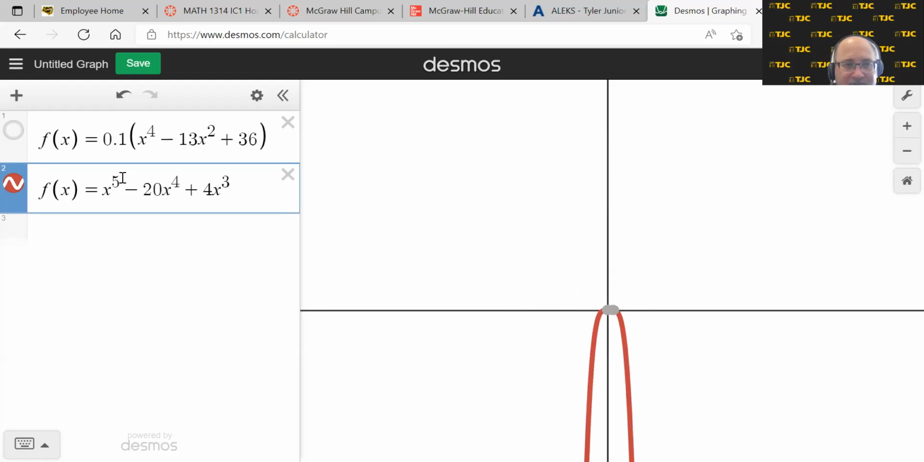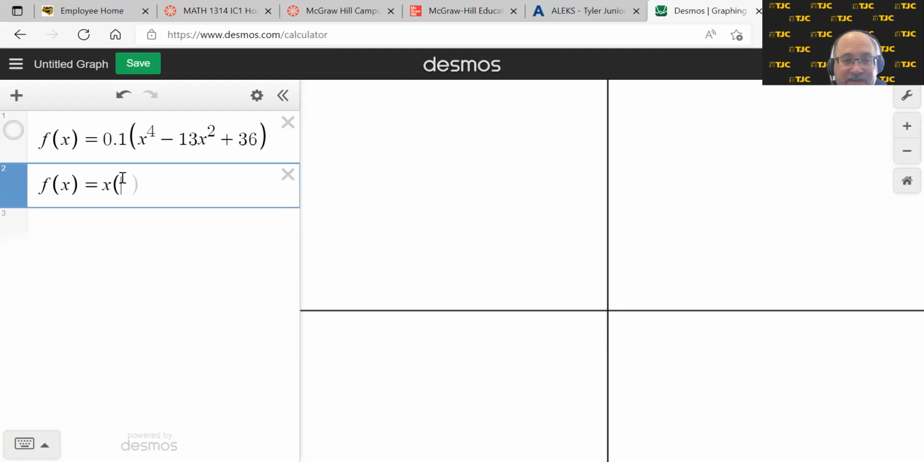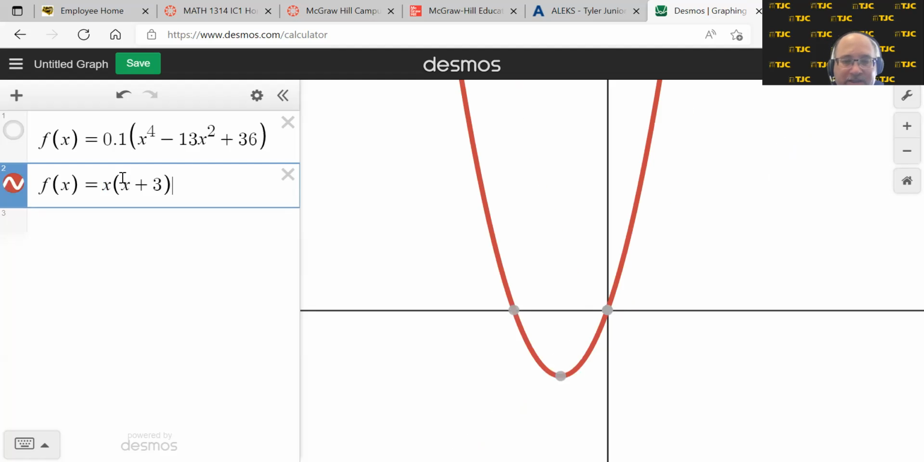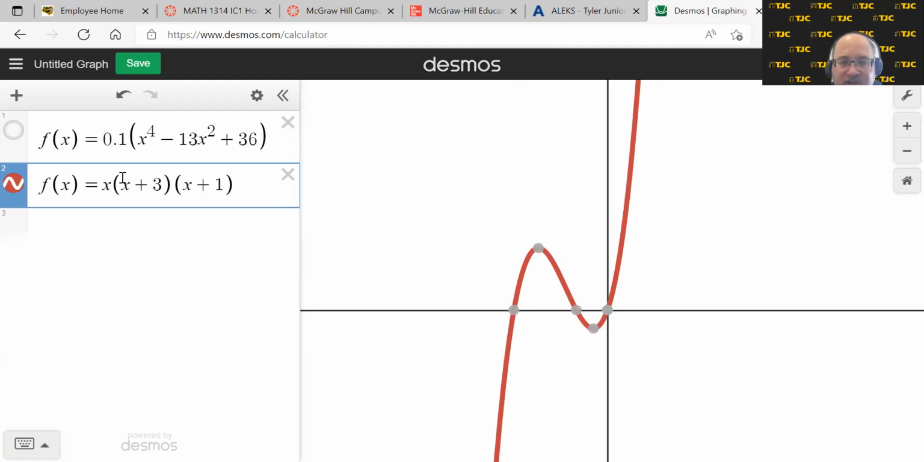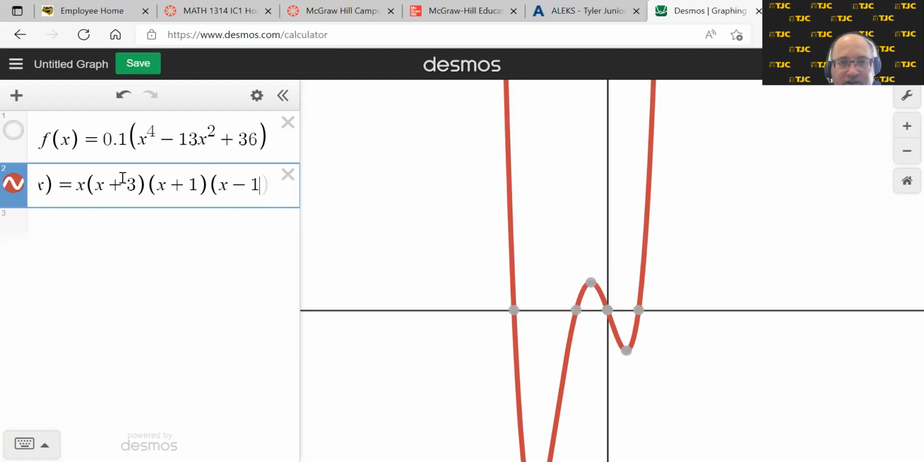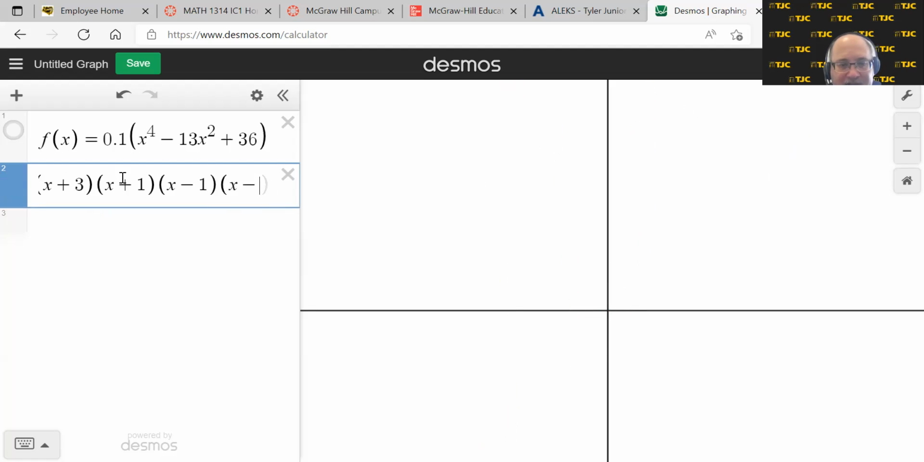It's kind of hard to make this do what you, well, you know what? I'm going to cheat. What I'm about to type is a 5th degree polynomial function. It may not be obvious from the beginning. I'll explain why in a second it is. We'll put an x, and then we'll put an x plus 3, and then we'll put an x plus 1 in parentheses, and then we'll put an x minus 1, and then we'll put an x minus 2.